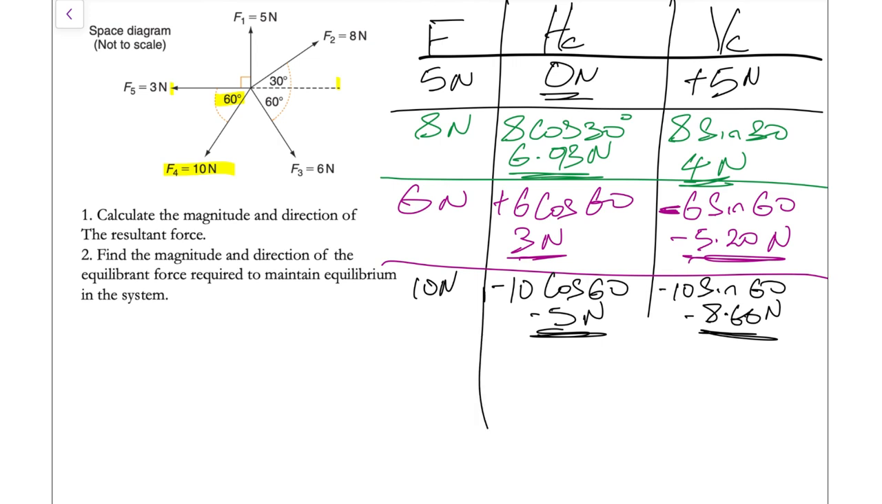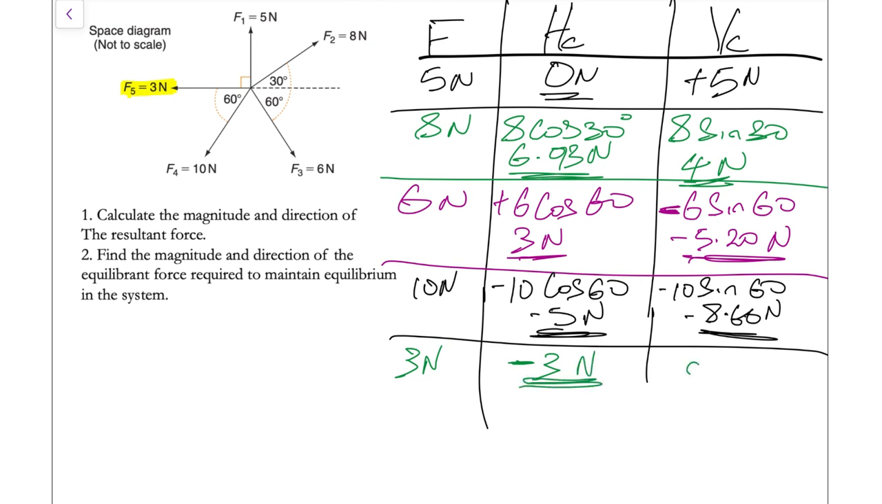And we're going to end slightly similar to how we started, where we have an exception to the rule, where in this case our force 5 is 3 newtons, and it's just a purely horizontal force going off to the left. So what that means is that force, its value will be negative 3 newtons. It's not at any angle. And for the vertical component, it's 0.